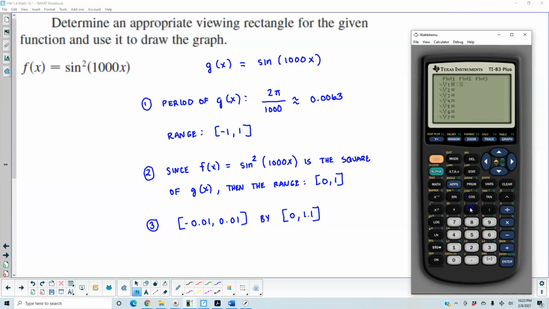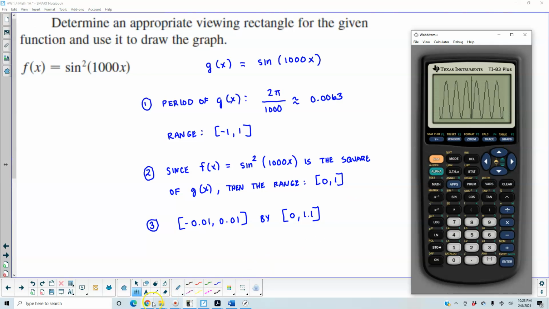So second braces, I'm going to put in sine of 1000x and then parentheses. And then I have to finish it with the brace because I need to square this. I can't square it how it's written here. I have to make sure I square the entire trig function. And now I'm going to graph that, and therefore you can see what it looks like within that viewing rectangle.